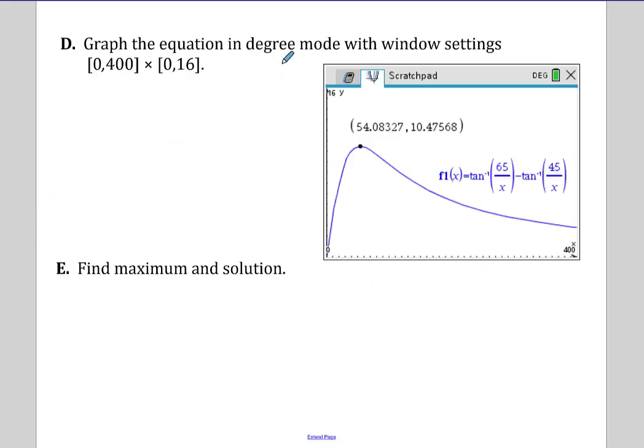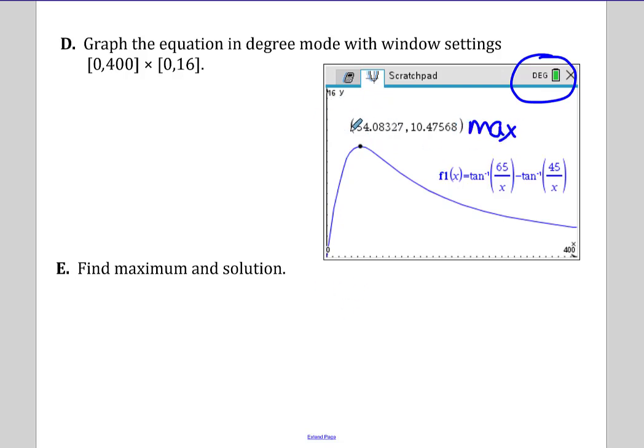And then they want us to graph this in degree mode. That's tricky. You've got to make sure your calculator is in degree mode, and I've already done that to save time. Between 0 and 400 on the x-axis and 0 and 16 on the y-axis. I found this to be the maximum after I used the maximum feature with my calculator.